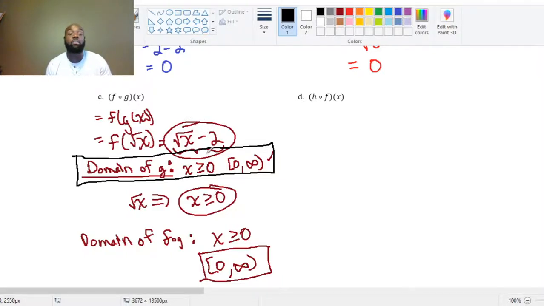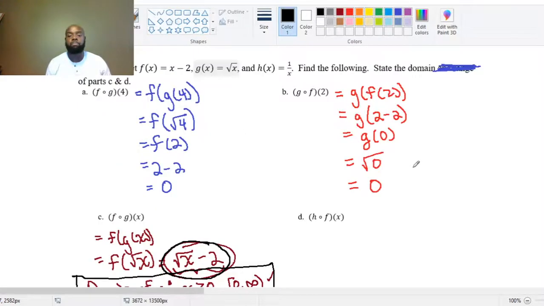Because if that was just an x minus 2 there, I wouldn't have had this part to remind me, oh, I got to have x values greater than 0. So always look at your domain of your g, and then intersect that with the domain of your final simplified answer, and that's going to give you the domain of your composite function.